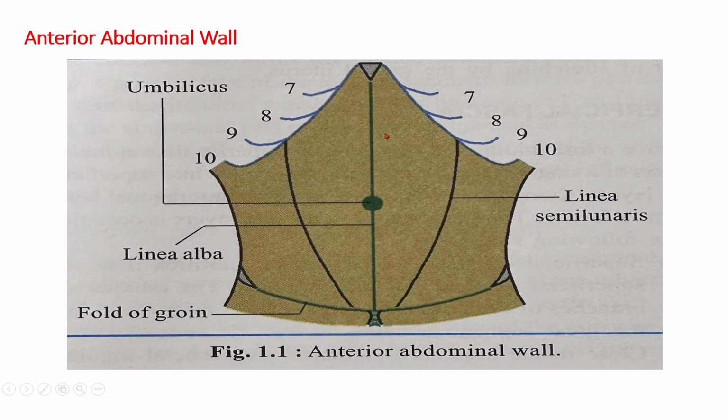As you can see here, the central line in the abdomen, which divides the anterior abdominal wall into two halves, is the linea alba, and you can see this is the umbilicus. Here you can see the linea semilunaris. So this is the linea semilunaris.